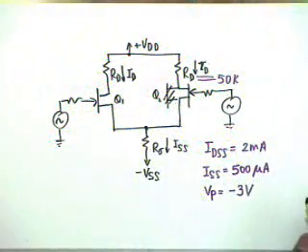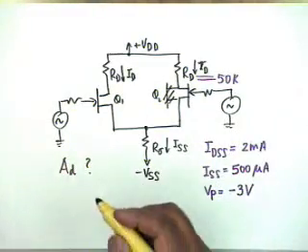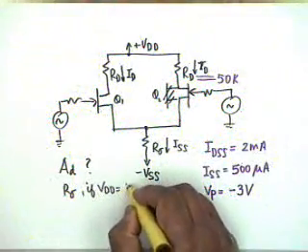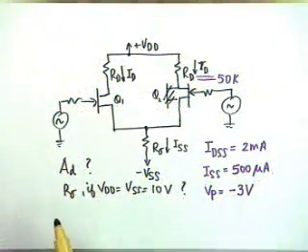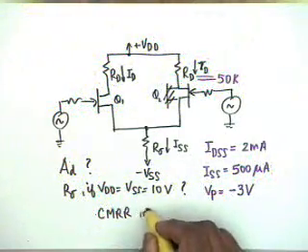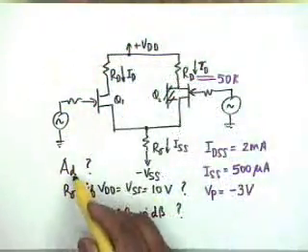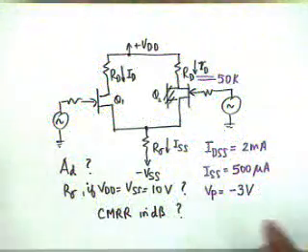The questions are to find out the following: A sub D, the differential gain, then R sigma if VDD equals VSS equals 10 volt. These two quantities are to be found out, and we also need the CMRR in decibels. These are the given conditions. You require to find out AD, R sigma if both the supplies VDD and VSS are plus minus 10 volts, and the CMRR in decibels.